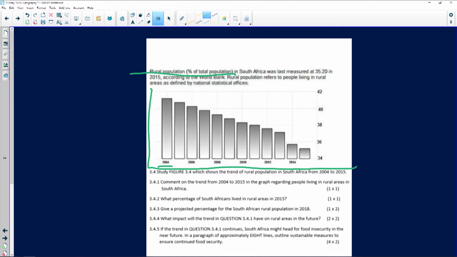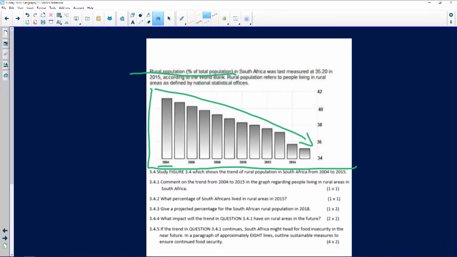And as we continue, if you look at this graph, the rural population is declining over the years. So we can see that many people are moving from the rural areas to urban areas to seek better opportunities, better employment opportunities, better services, better healthcare, etc. We did discuss this. Now, if we quickly have a look at this question, 3.4. Study figure 3.4, which shows this trend of rural population in South Africa from 2004 to 2015.